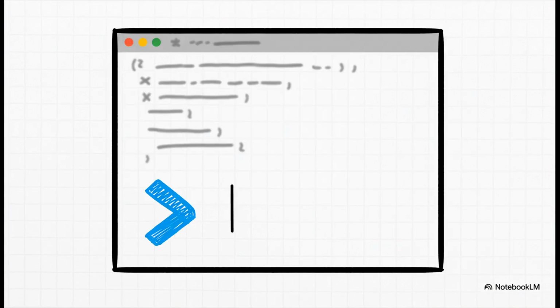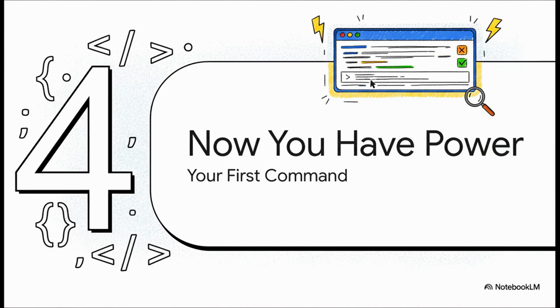Okay, now look down at the bottom. You see that little blinking cursor next to a blue arrow? That is the command line. This is where the console stops being just a messenger and becomes your interactive playground. This little command line, this is where you get your superpowers.